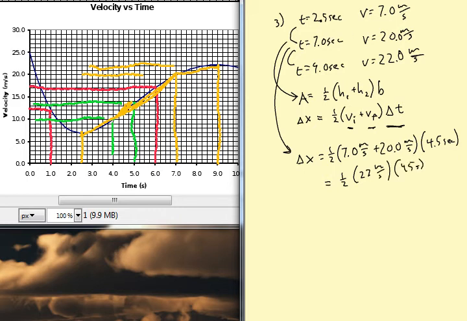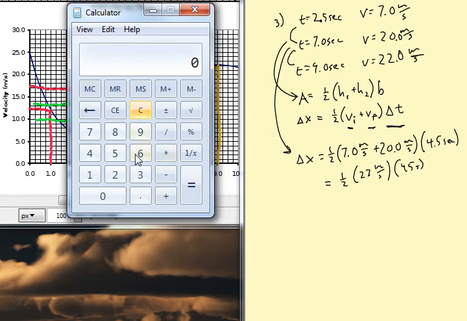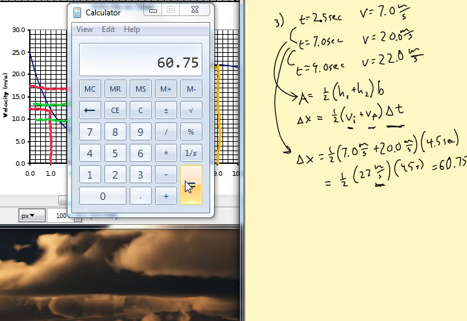And we're going to pull out our trusty little Windows calculator here. Still data from the last problem. So let's see. 27 divided by 2 times 4.5 gives us 60.75. What's our units here? Well, right here we have meters per second, and here we have seconds. So meters per second times seconds gives us meters for our units.